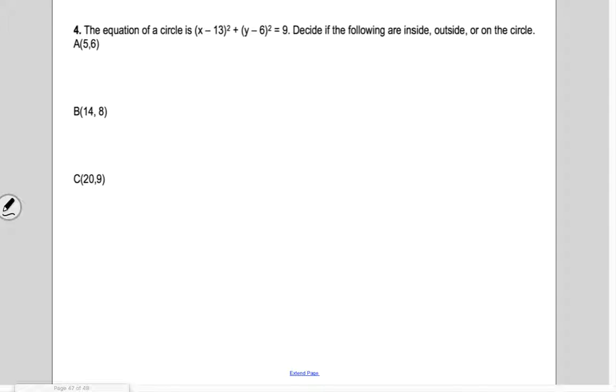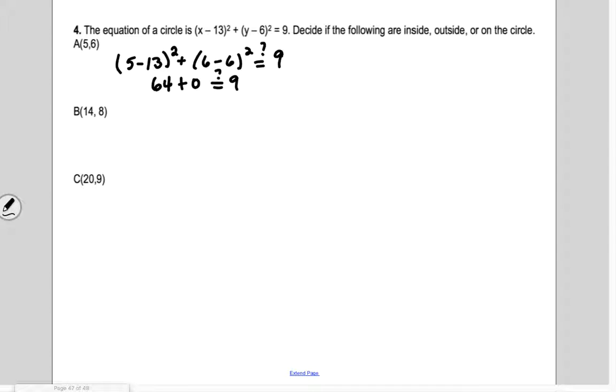So you could do a lot of things here. You could sketch the circle, and as long as you have a decent sketch, you could probably figure out if it's inside, outside, or on the circle. Here's what we're going to do. We're going to plug it in. So let's plug in 5, 6. If I plug in 5 and 6, I want to see if I get equal to 9. Okay, 5 minus 13, negative 8 squared. Charlie, you with me? 64. Plus 0, is that equal to 9?